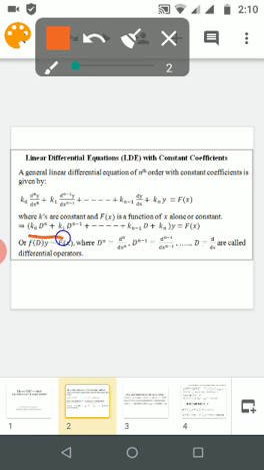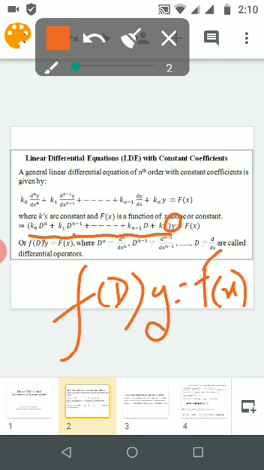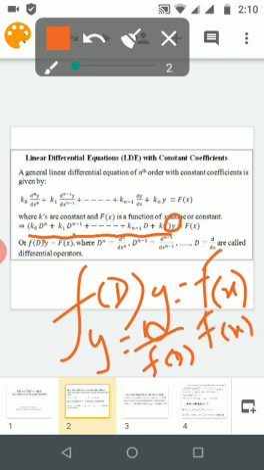Now, if you look at this portion here, this is nothing but a function of D. Don't you agree? Because if you have everything in terms of D raised to n, D raised to n minus 1, you have D. So this is a function of D. So a function of D operated on y is equal to f of x. So y becomes what? 1 upon f of D operated on f of x. So to find the particular integral, I'll be using this, y equal to 1 upon f of D operated on f of x.